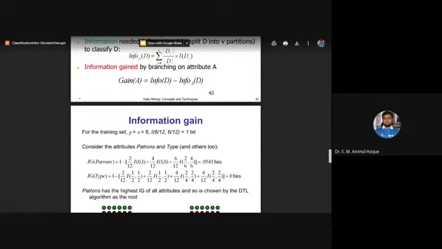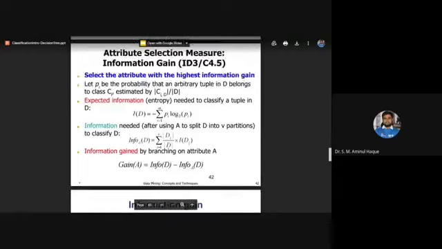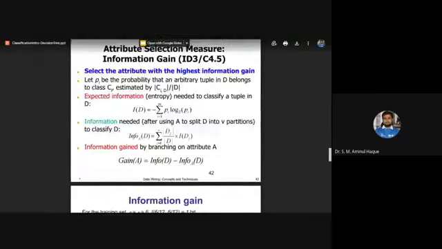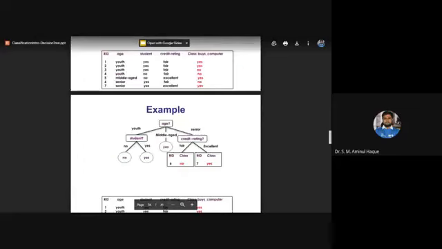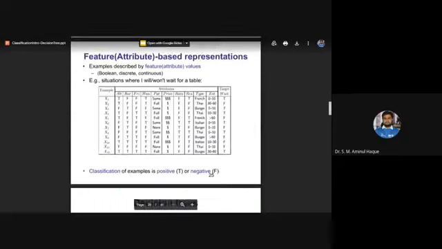That means the first level appears 2 times, and the second level appears 4 times, and the third level appears 6 times. So that's why 2 by 12, 4 by 12, 6 by 12. We can check that for our confidence, for the patrons.